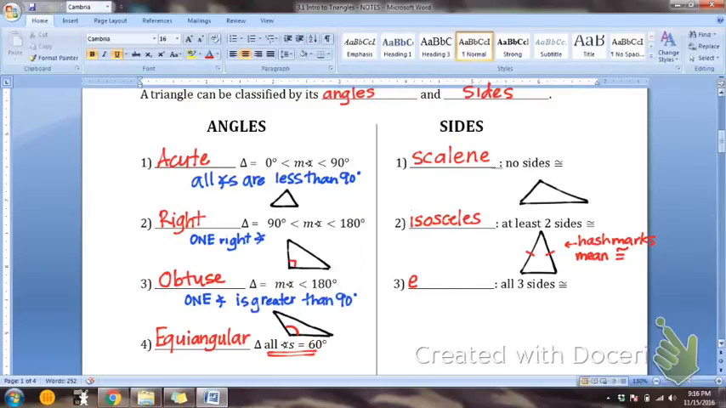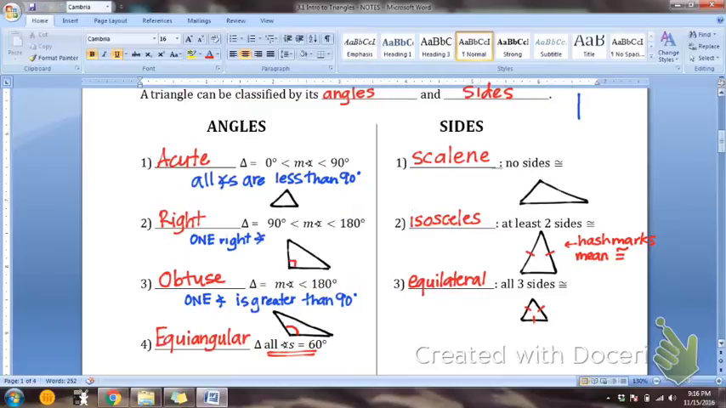The third type of triangle that we can classify by its sides is an equilateral triangle. Equi meaning equal, lateral means sides. So an equilateral triangle. Again, equilateral means all three sides are the same. So if all three sides of my triangle are the same, then I need to mark them all the same. Okay?